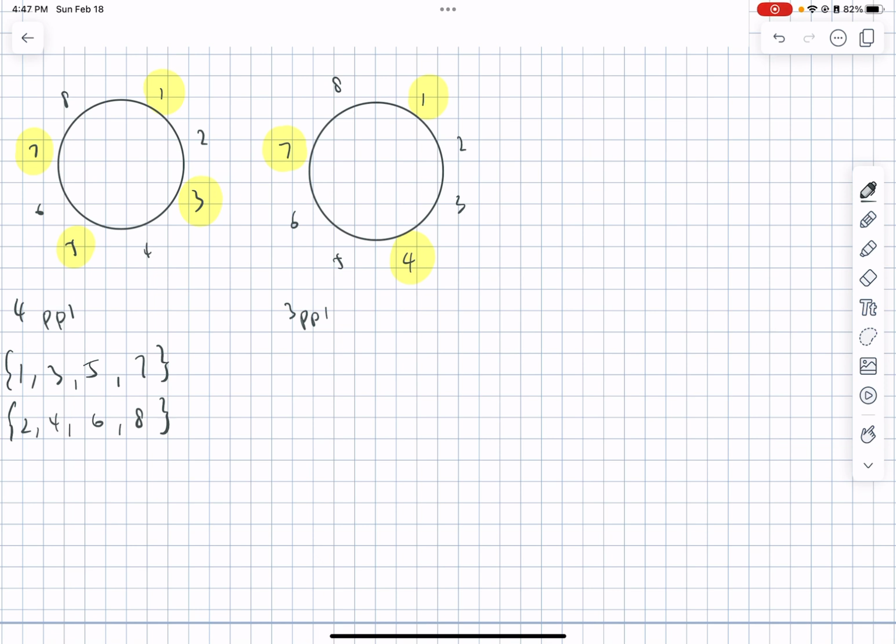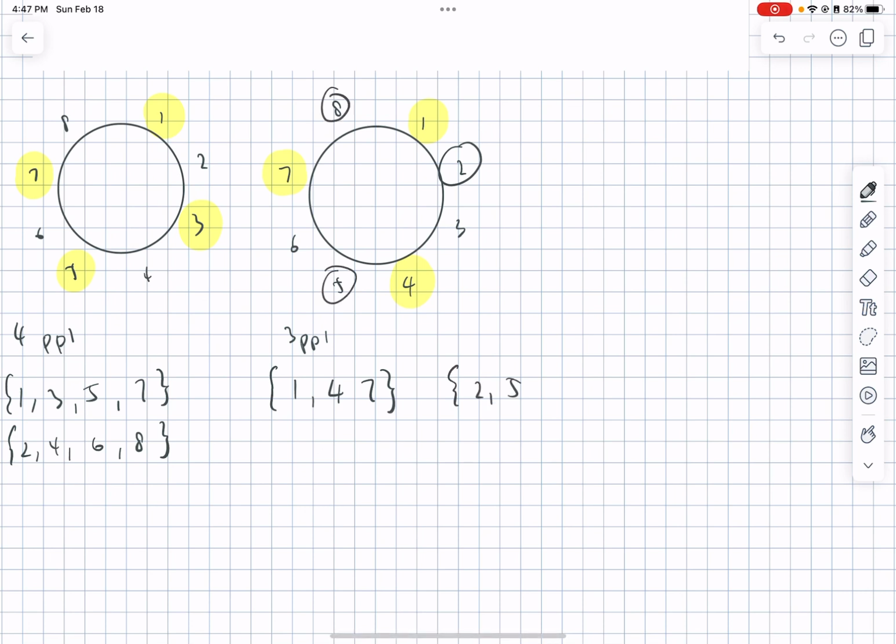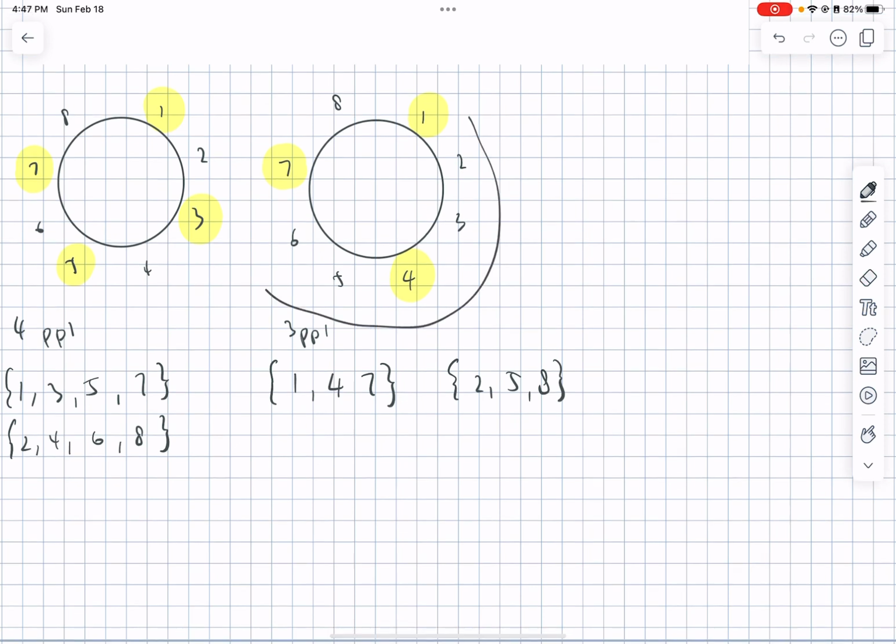When we have 3 people, it's a little bit more challenging. For example, we can have 1, 4, 7. And then after that, we can have people shuffle over, so it would be 2, 5, 8, and this is a different configuration. We can just keep doing this all the way until we've reached the same thing. We can shuffle like this in a clockwise manner until we reach 1, 4, 7 again. So there's going to be 8 different configurations.